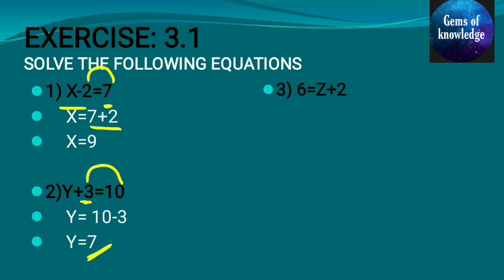Next question is 6 is equal to z plus 2. Now you can see here the expression is on the right side and the number is on the left side. What we have to do is keep the alphabet in that place only, and instead move this 2 to the other side. It becomes 6 minus 2 is equal to z.